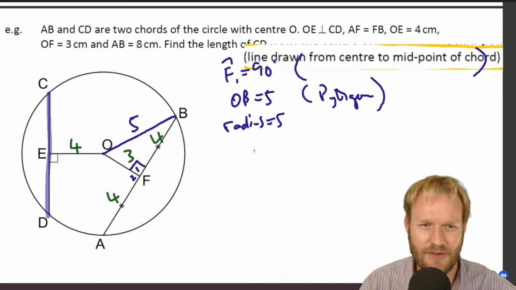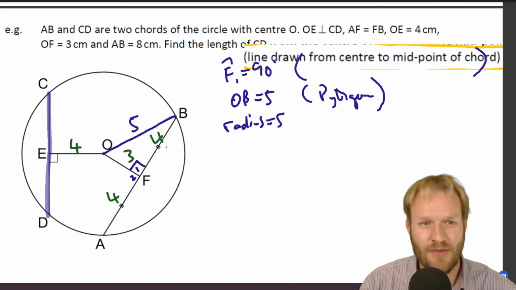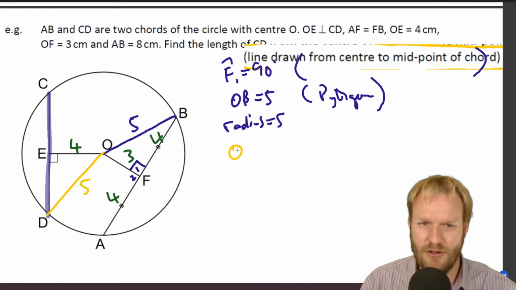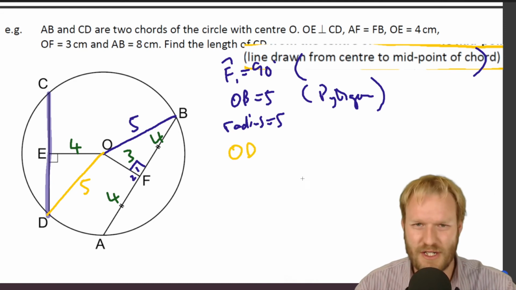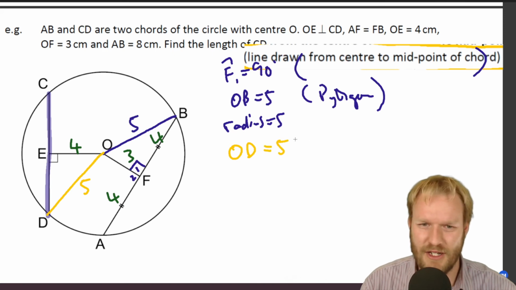Didn't even need the calculator for that. 3, 4, 5. So therefore, if we draw another radius, let's say we draw it over here, then we know that that radius must also be 5. So, I could use the word construct OD. I'm just being quick and working the two together. And so OD equals 5.